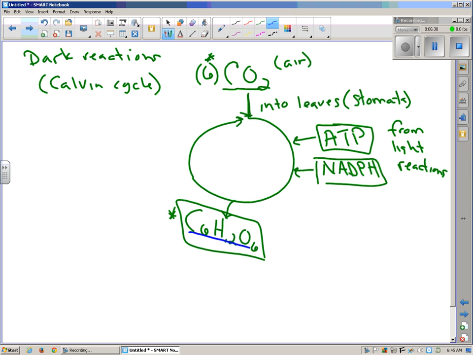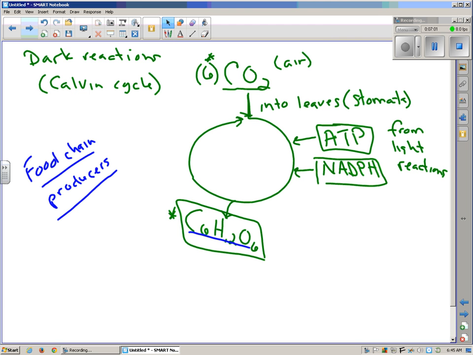All of this is so the plant can make C6H12O6, or the food that all animals use, and that is how plants produce food for everything on Earth. Remember, in a food chain, we call plants producers. And you said back when we talked about this that it's because of photosynthesis that they do this.